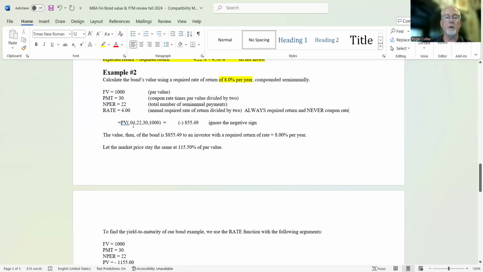First is the rate, 0.04. Then the number of periods, 22. Payment, 30. Future value, 1,000. Close the parentheses, hit enter. I get 855.49.